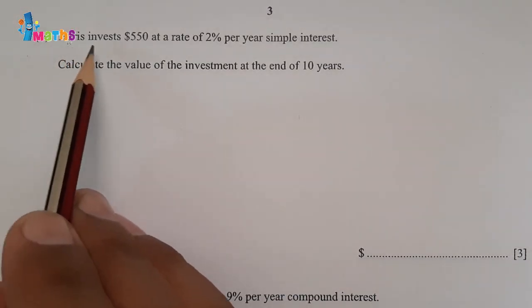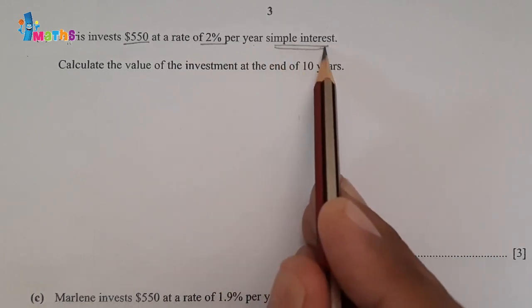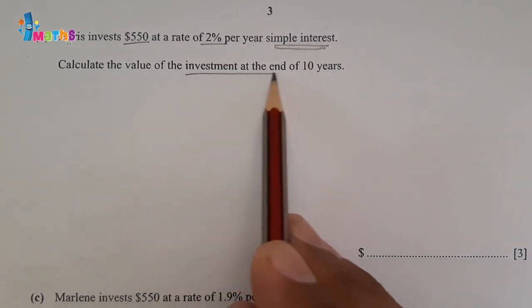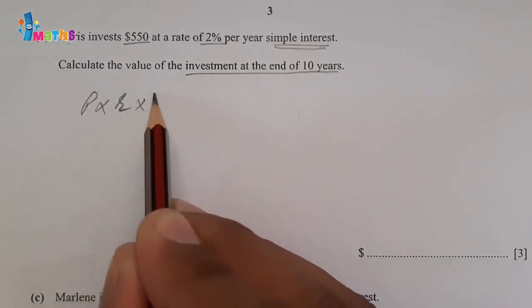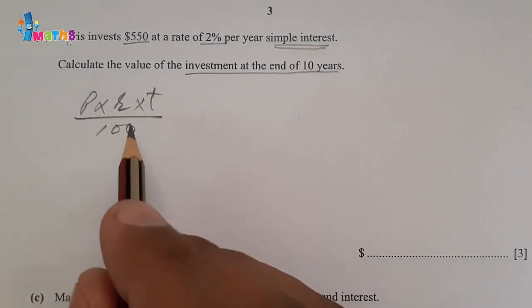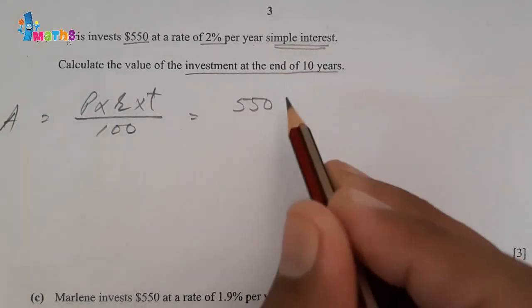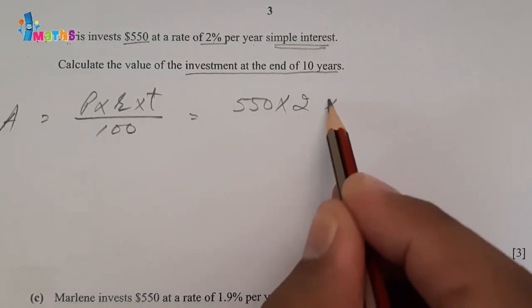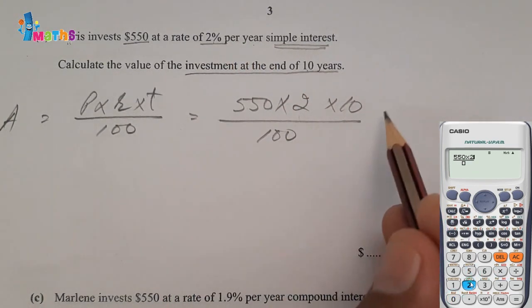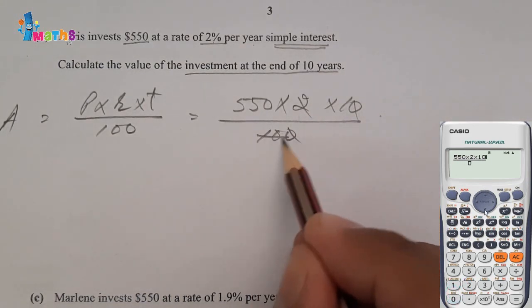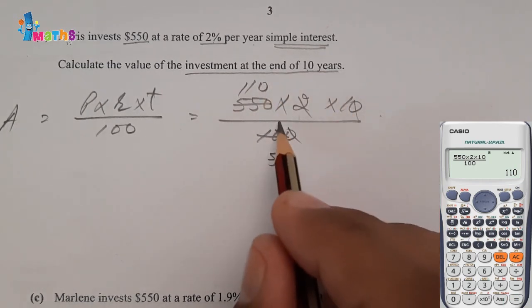Part B. Boris invests $550 at a rate of 2% per year, simple interest. So we'll apply the simple interest formula. Calculate the value of the investment at the end of 10 years. So the formula will be PRT over 100. P is $550, so 550 multiplied by R, the rate is 2%, into T, which will be 10 years, divided by 100. We will solve with the calculator, or otherwise, so this will be $110. This will be the interest he will get.